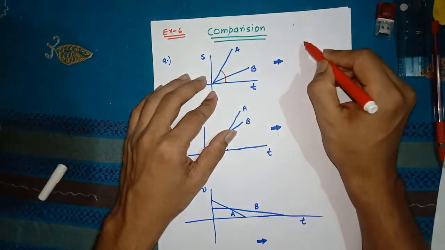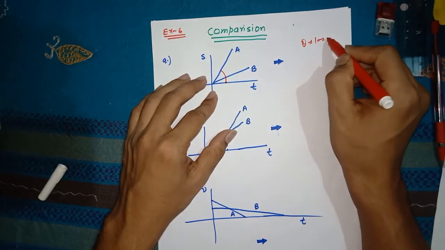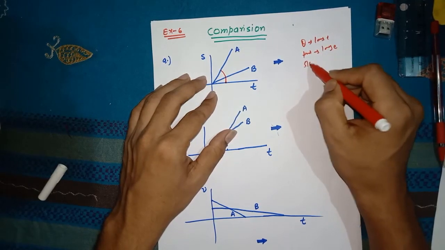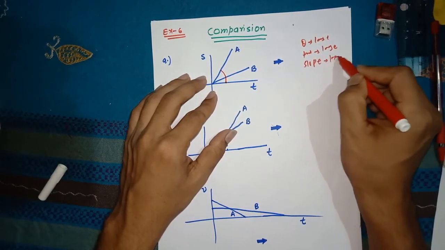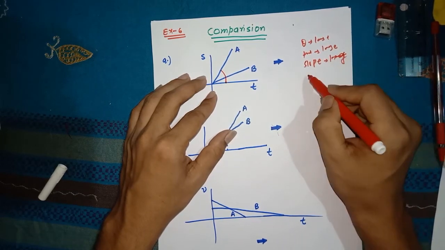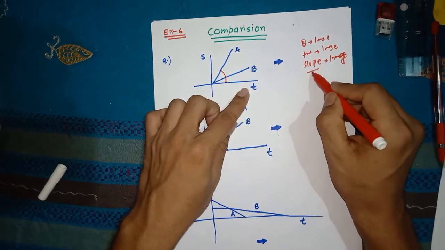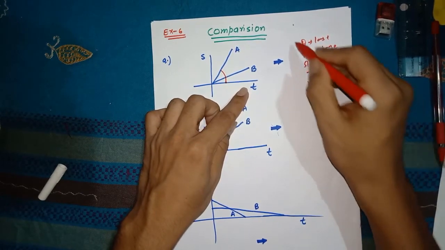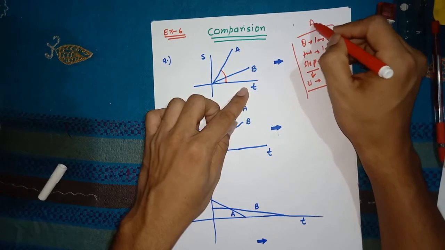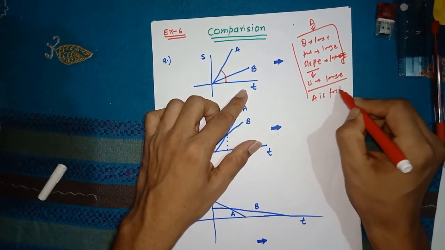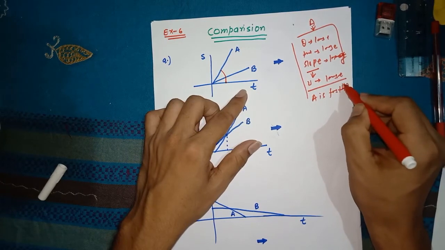If theta is large, that means tan theta is also large. That means the slope is large, or it has more value. That's why the slope of the ST graph gives velocity. That means it's large for A. That means A is faster than B in this case. Have you got my point?